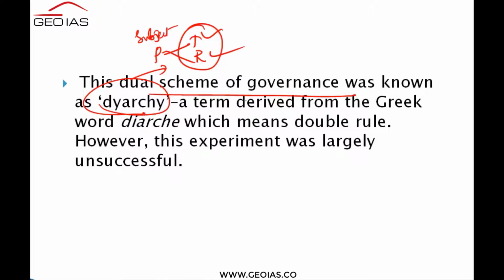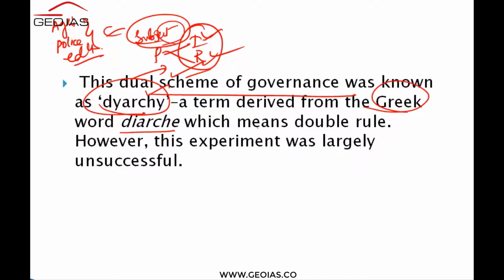Subjects are nothing but different portfolios: agriculture, police, education. All this comes under different subjects, different fields. So in this dual scheme, the total subject is divided into transferred and reserved subjects. This dual scheme of governance was known as diarchy, and the term is derived from the Greek word diarche, which means double rule. Double rule means, as we have seen here, it is divided into two.